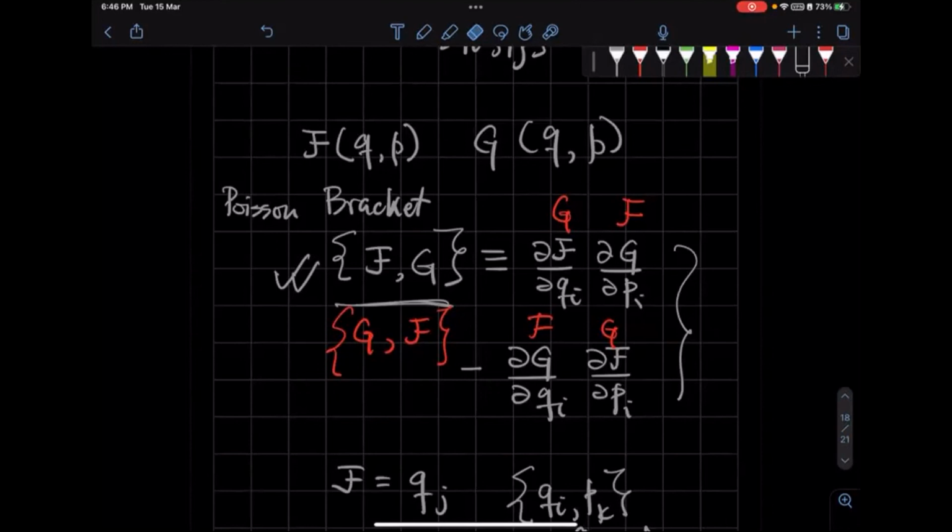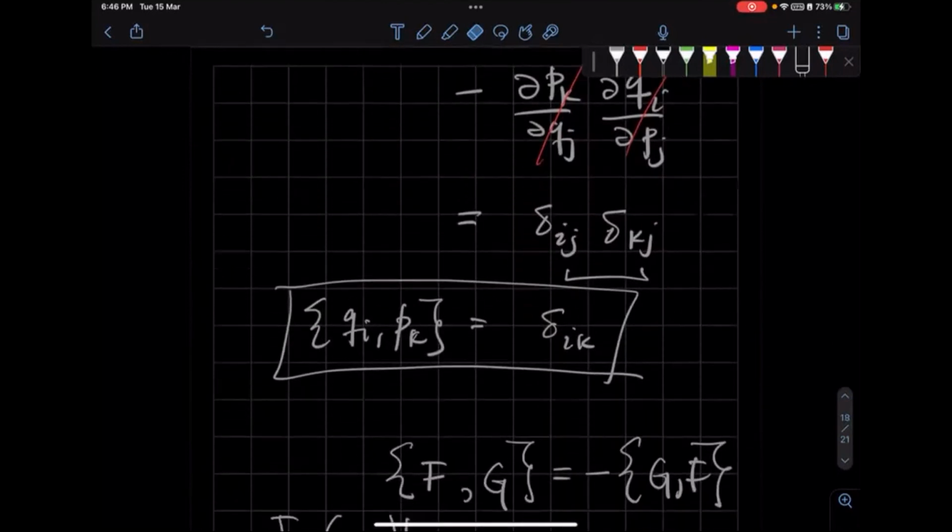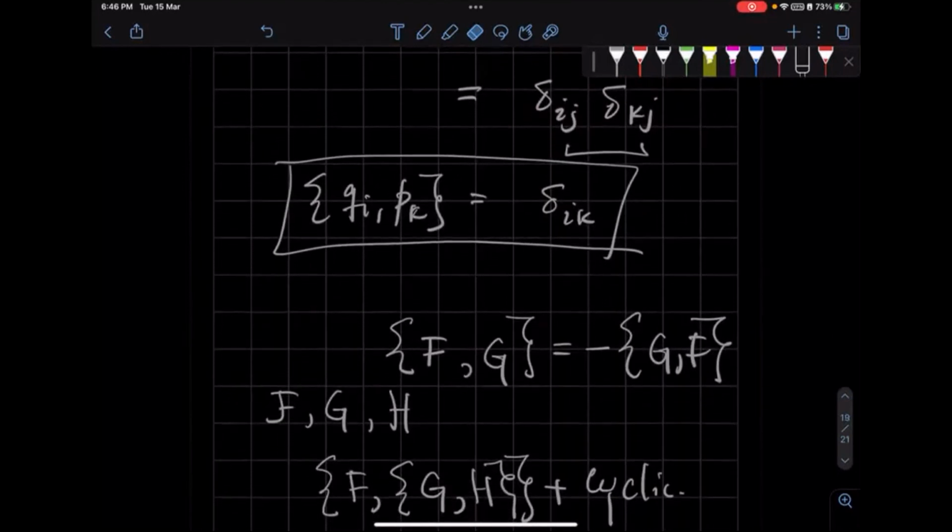Yes, sir. Okay, so is it clear why the Poisson bracket is also a Lie algebra? Yes, sir.